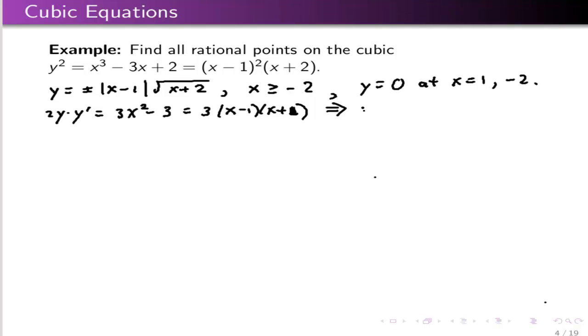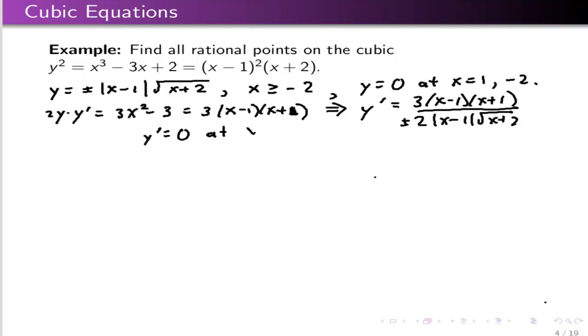And so y prime is 3 times x minus 1 times x plus 1 over 2 times y, and y itself has this absolute value type of quantity like this. So you'll have that type of thing. And so y prime would be 0 when x is negative 1. We can't say it vanishes at plus 1. You're going to have a type of corner at that point. So y prime is 0 at x equals negative 1.